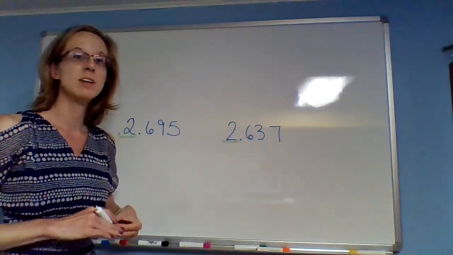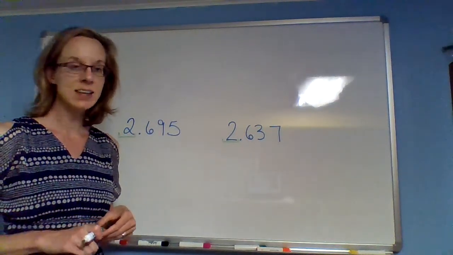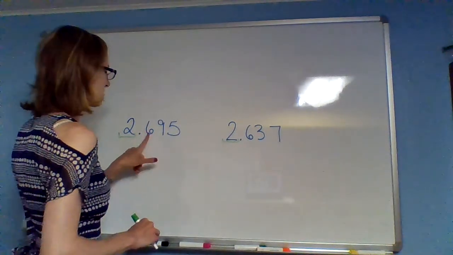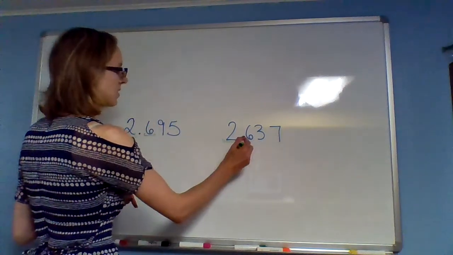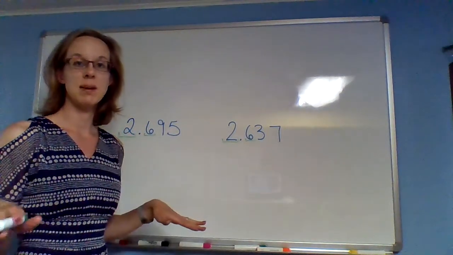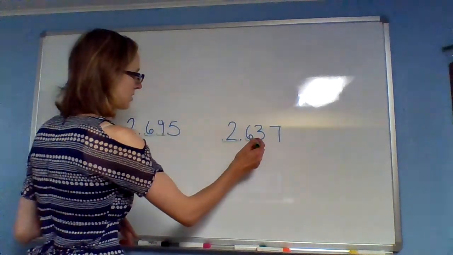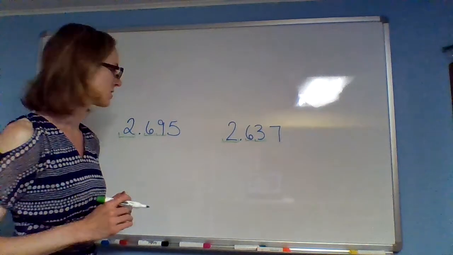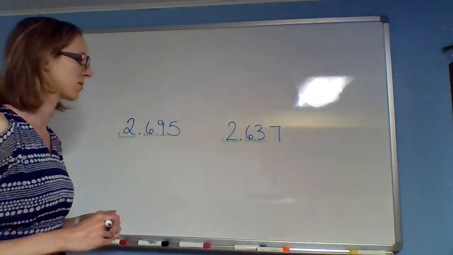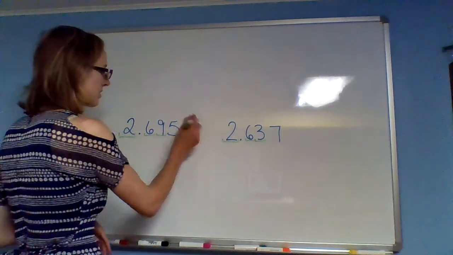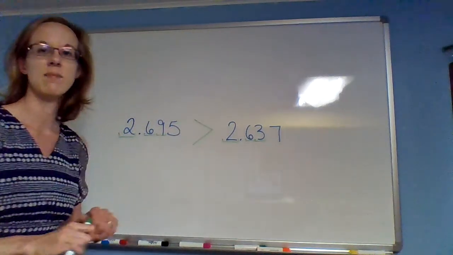So now I have to move to the right of the decimal point. That first spot, remember, is called the tenths spot. In the tenths spot, I have 6 over here and 6 over here. That means that I have the same number of tenths. I then move to the hundredths spot. In the hundredths spot, I have 9 hundredths over here, and I only have 3 hundredths over here. Because this one has 9 hundredths and this one only has 3, the one on the right is the bigger number.